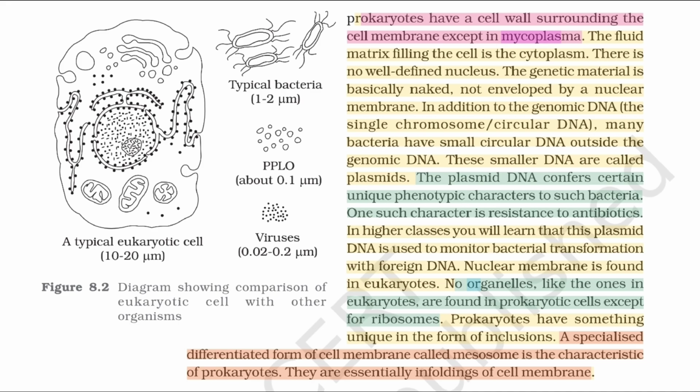Nuclear membrane is found in eukaryotes. No organelles, like the ones in eukaryotes, are found in prokaryotic cells except for ribosomes. Prokaryotes have something unique in the form of inclusions. A specialized differentiated form of cell membrane called mesosome is the characteristic of prokaryotes. They are essentially enfoldings of cell membrane.